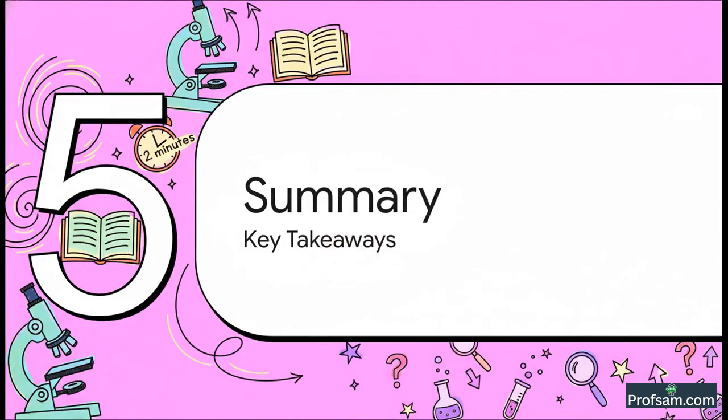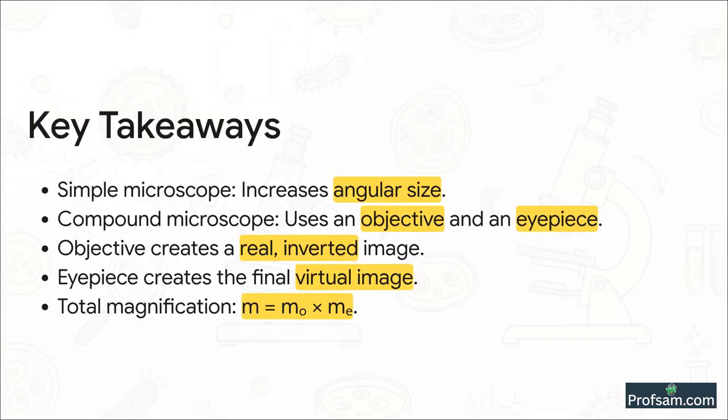Remember that. So, let's quickly summarize everything we've learned today. This is your quick revision checklist before the exam. Okay, here are the 5 key takeaways you absolutely must have in your notes. First, a simple microscope works by increasing the angular size. Second, a compound microscope is a team of 2 lenses, an objective and an eyepiece.